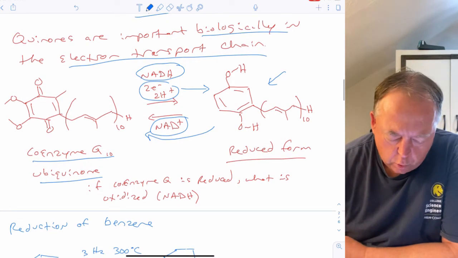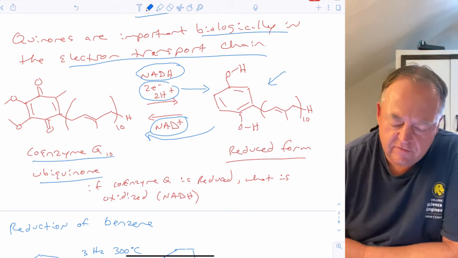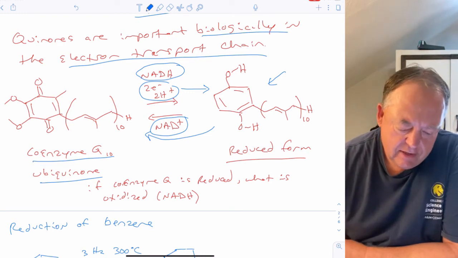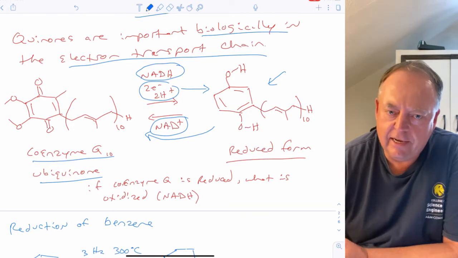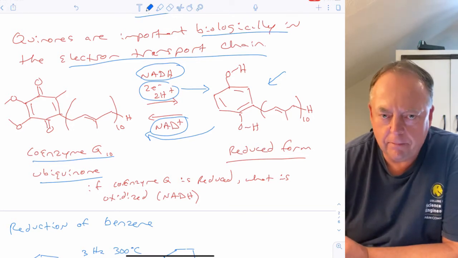So the important point is quinones or phenols are very important biologically. So biochemistry, biological chemistry is just basically basic organic chemistry, just much more complex molecules.